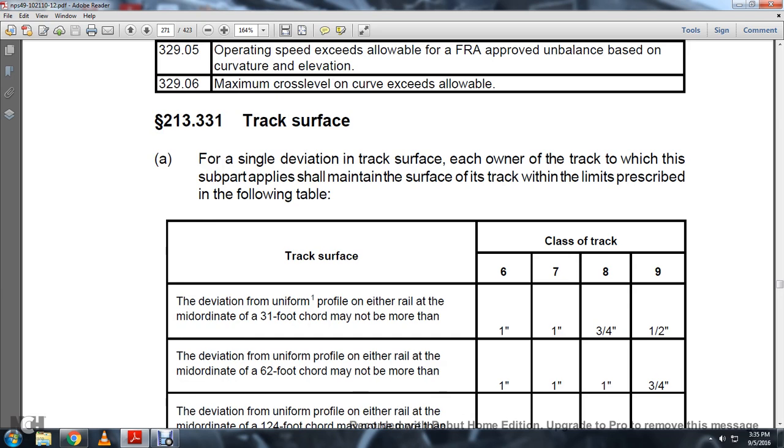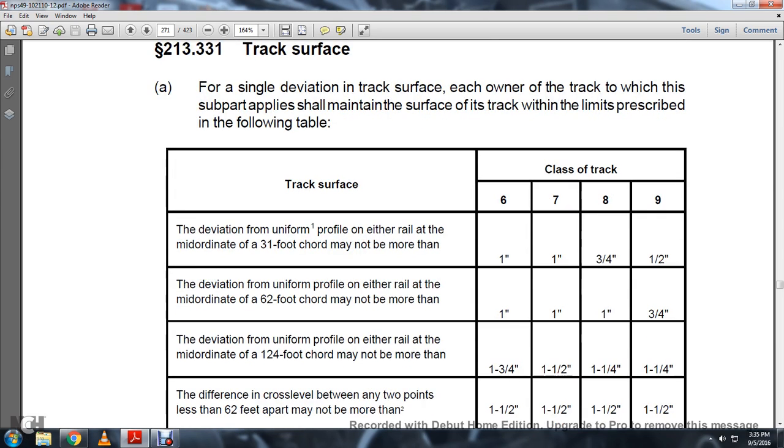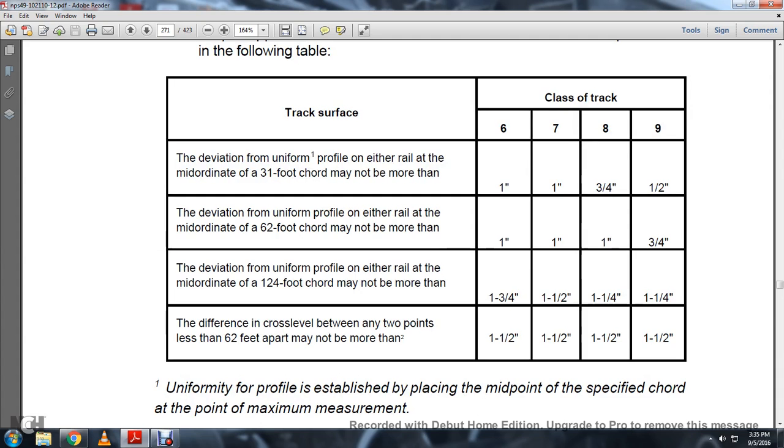The deviation for uniform profile, either the mid-ordinate of the 62-foot chord, may not be more than 1 inch for classes 6, 7, 8, and 3/4 inch for class 9. The deviation for uniform profile, either the mid-ordinate of the 124-foot chord, may not be more than 1 3/4 inch for class 6, 1.5 inch for class 7, and 1 1/4 inch for classes 8 and 9. The difference in cross level between two points less than 62 feet apart may not be more than 1 1/2 inch for classes 6, 7, 8, and 9.